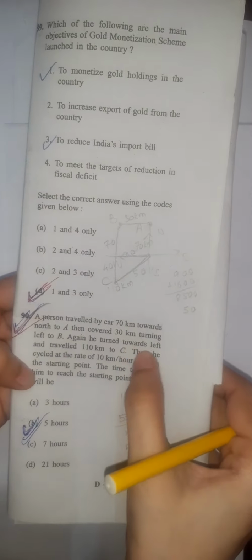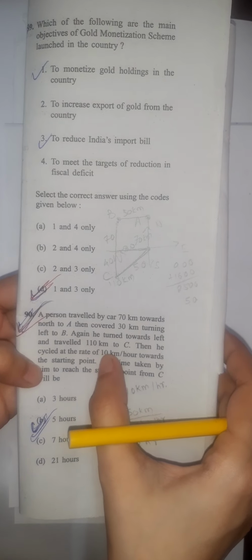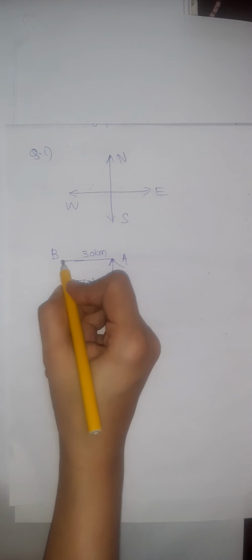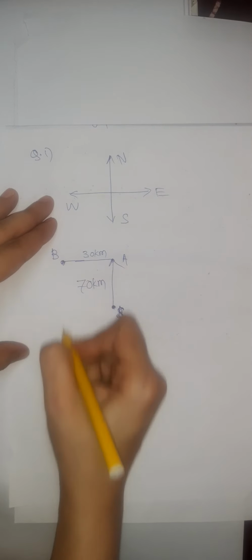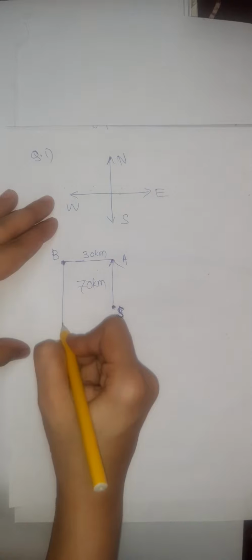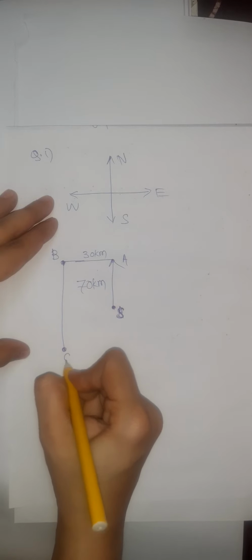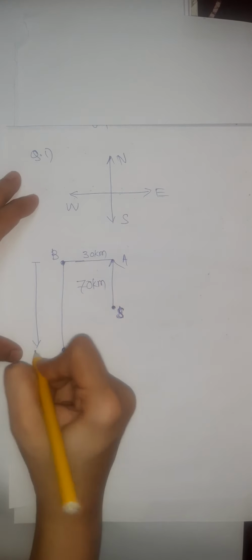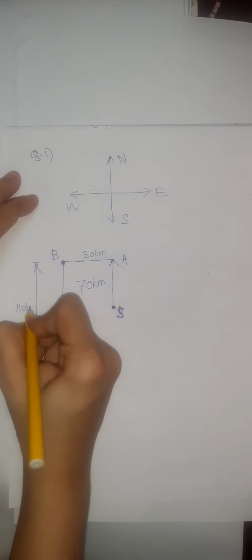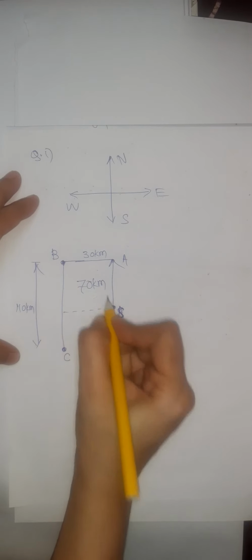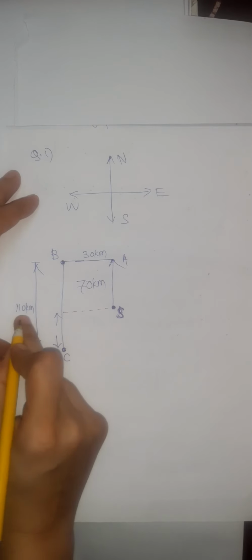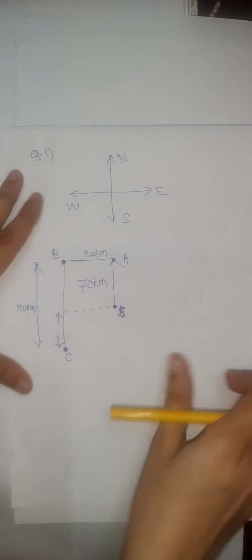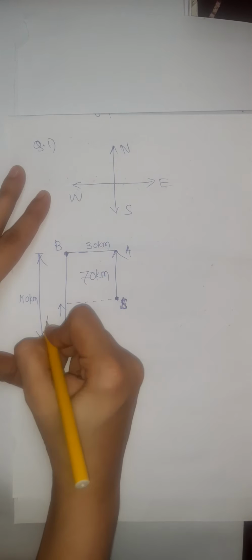This is B. Again he turned toward left and travelled 110 km to C. Now left of B will be downward direction. Left of B will be downward direction. So in this direction he reached up to C by travelling total distance of 110 kilometers. This is 70 km, up to this 70 km, and this remaining distance will be 110 minus 70, that is 40 kilometers.